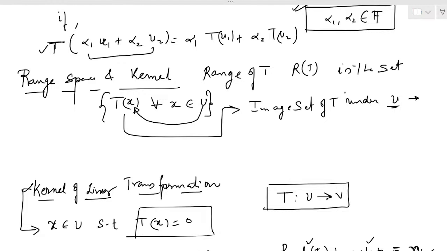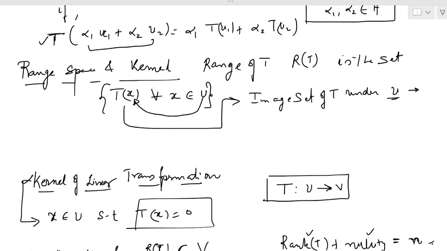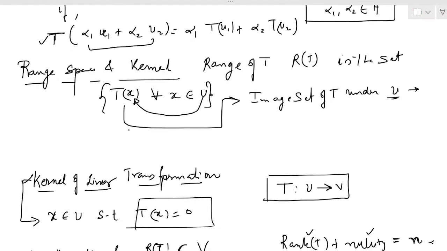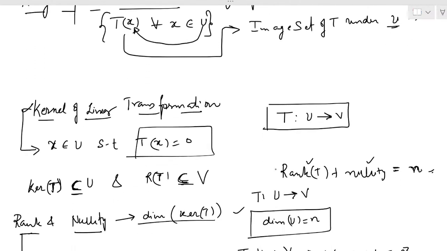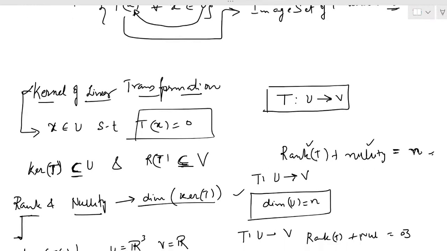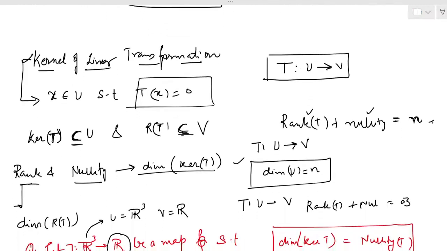What are the range space and the kernel? We've seen that the range space is the set of images if I take all the elements of U and find their images under T. All those x belonging to U for which Tx becomes 0 form the kernel. The special names given to their dimensions are rank and nullity, and there is a theorem which says that rank of T plus nullity of T is equal to n.